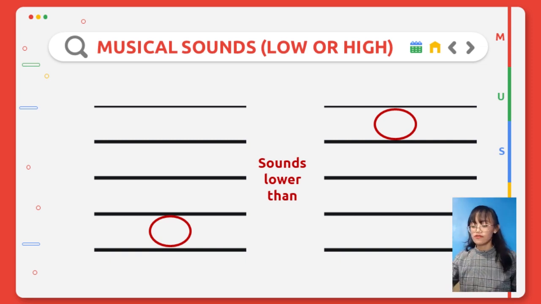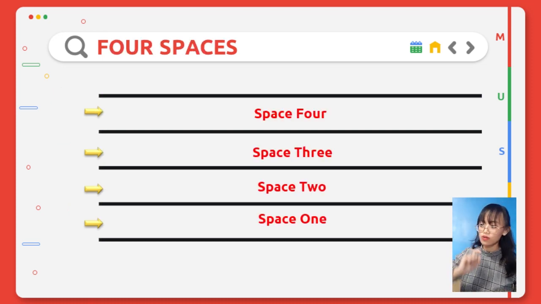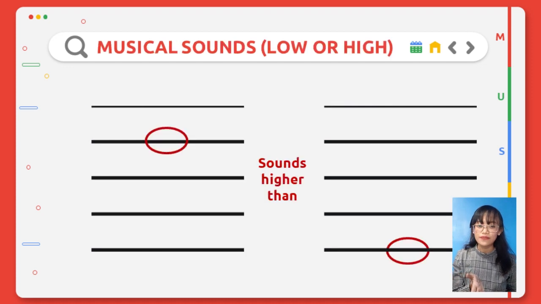So let's review from the very start on my first slide. Again, staff is composed of 5 lines, and you're going to count it from the bottom up to the top. So line 1, line 2, line 3, line 4, line 5. And the staff also has 4 spaces. And space 1, space 2, space 3, and space 4. Then the musical sounds depend on the position of the notes on the staff. So kung nakalagay siya sa higher line, it means mataas yung tono niya. If it's written on a lower line, it indicates a lower sound.